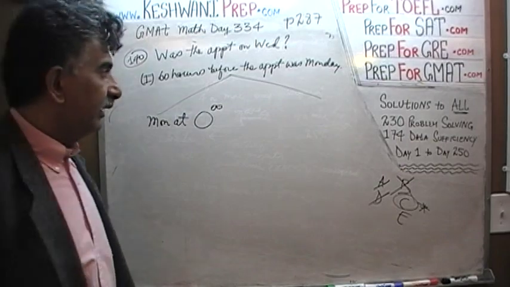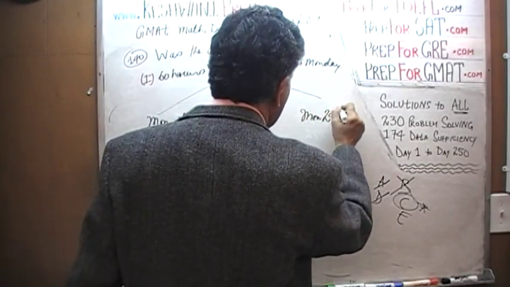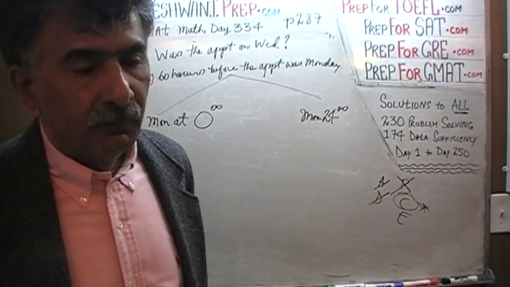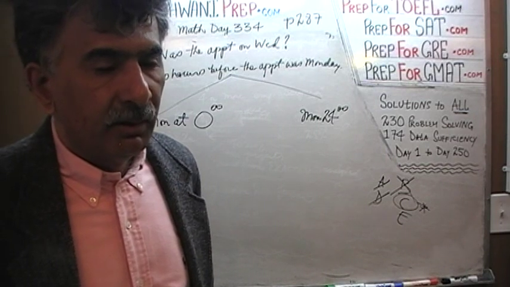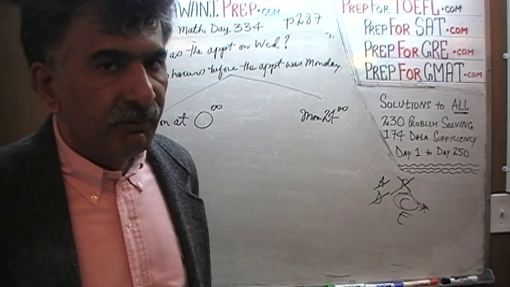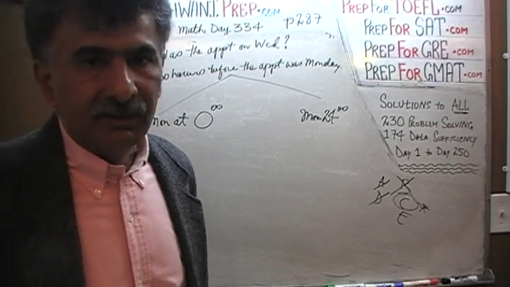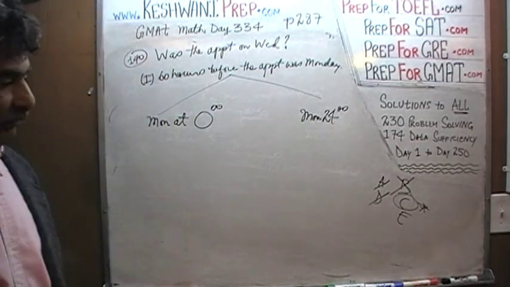Another possibility is that maybe it was a nanosecond right before Monday ended. 11:59 p.m. and 59 seconds, you get the idea. Just a split second before the end of Monday. Do you understand? Let's see what happens.